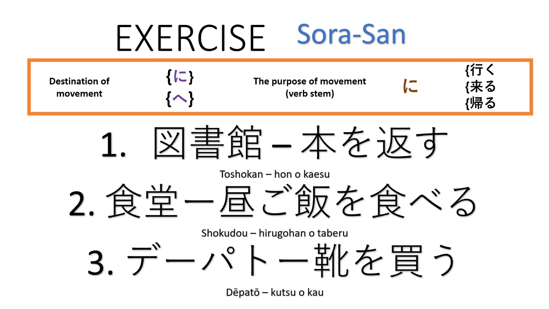Alright, more examples that I want you to answer. Here we have the destination of movement, the place, and the purpose of movement. Number 1, Toshokan. Toshokan, that is the destination. Hon o kaesu. It means to return the book. For number 2, Shokudo hirugo o taberu. Shokudo, cafeteria or dining hall. And hirugo o taberu means to eat lunch in the cafeteria. That is the purpose. And for number 3, depato. Depato, department store. And the purpose of movement is kutsu o kau, to buy shoes. Alright, you can pause the video and try to solve, or you may continue watching.